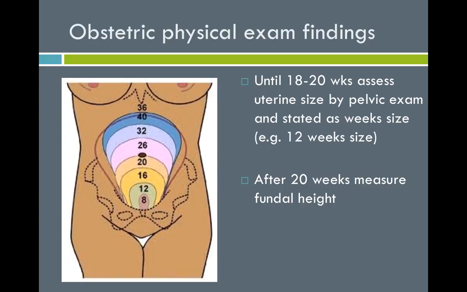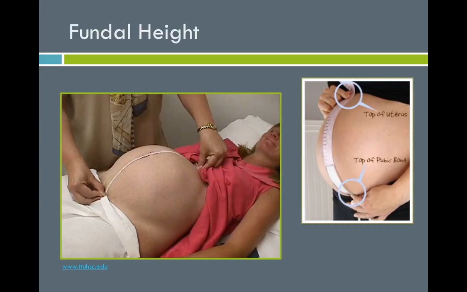After 20 weeks, you can measure fundal height using a measuring tape. So we measure from the pubic symphysis all the way up to the fundus, and again, you're going to press down on the top of that belly to find the fundus, and measure all the way from the pubic bone to the very top of the fundus of the uterus.